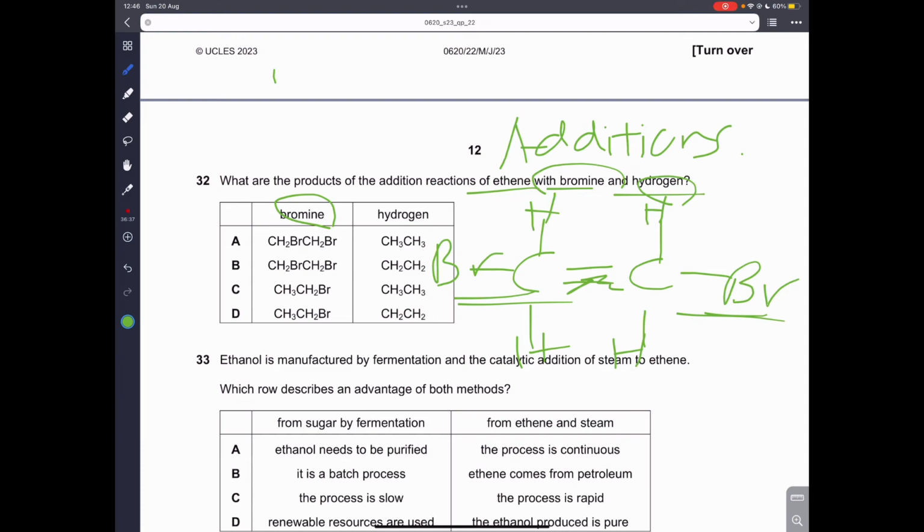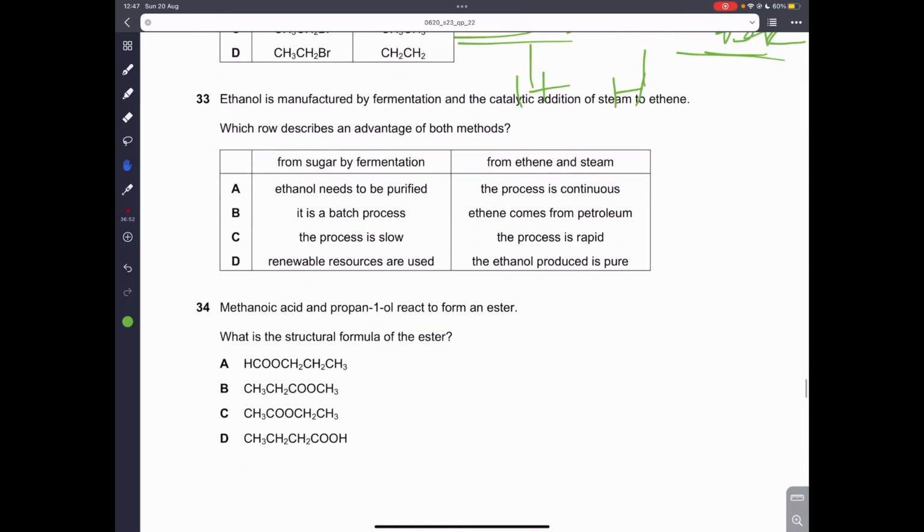So it's going to be CH2Br, CH2Br. So it could be A and B. Hydrogen is also the same thing, except instead of Br, the hydrogen takes its place. So it's going to be CH3, CH3, and therefore A is the correct answer.